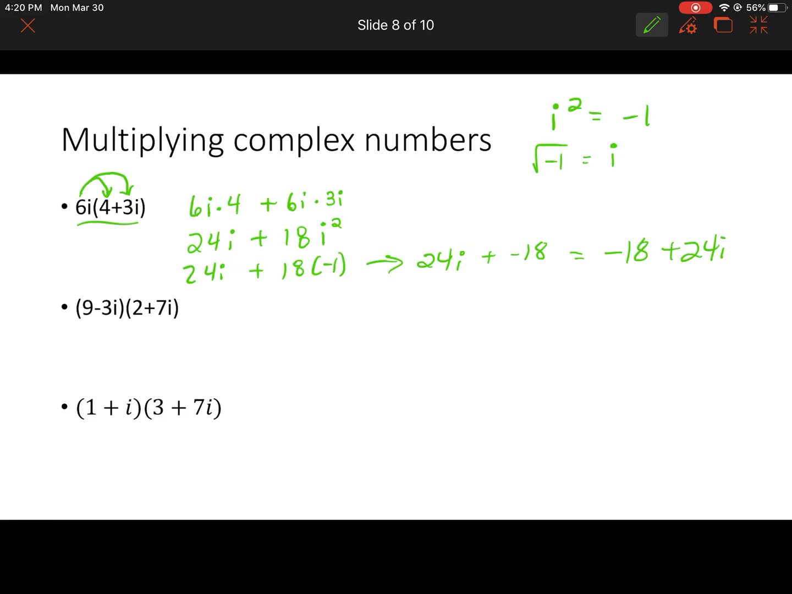Now, that one's an easy one. That one's just distributive property. You kind of already know that. But this one, the next one, this one's a little bit more different. Okay. I'm going to go ahead and do this using the box method. We have 9 minus 3i and 2 plus 7i.